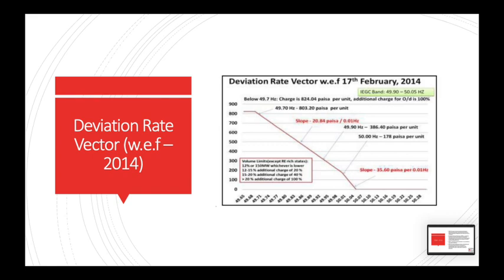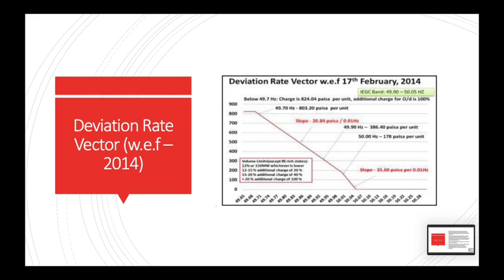Now at 50.05 the deviation rate is set at 0, meaning if you inject more than at 50.05 you will not get any incentive. Before that, after completing this deviation vector, I will try to explain how this rate actually affects you further. So, at 50.05 hertz, my DSM rate is set at 0.